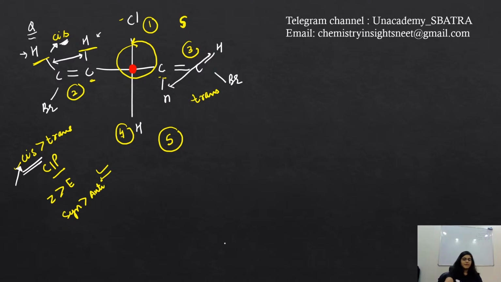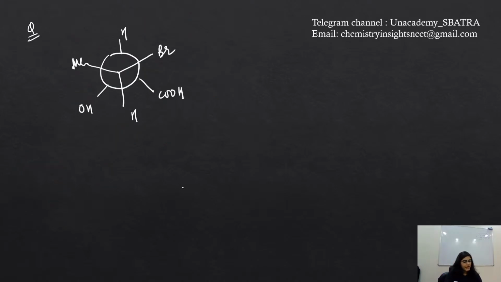Now let's talk about the next question. So you have this question in front of your screen, right? Just give me the RS nomenclature for the first carbon, which is your front carbon, and the second carbon, which is obviously your back carbon.